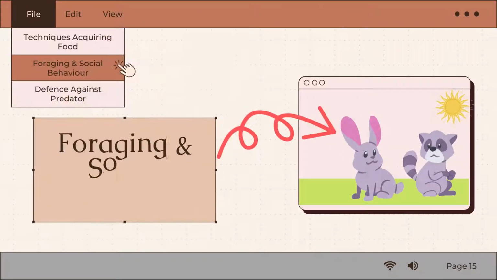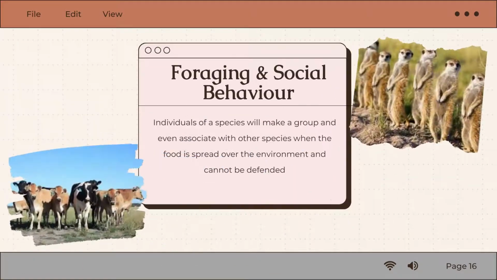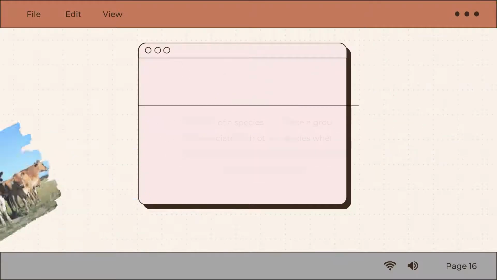The deep-sea anglerfish lure is filled with bacteria that make their own light in the mimicry technique. Next, we are going to talk about foraging and social behavior. For foraging and social behavior, individuals of a species will make a group and even associate with other species when the food is spread over the environment and cannot be defended.